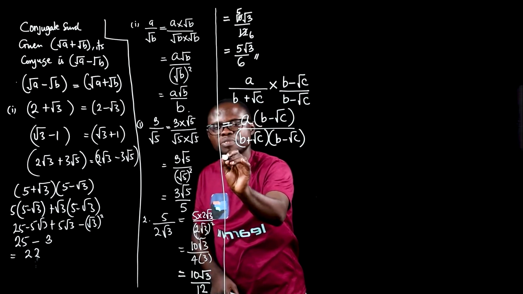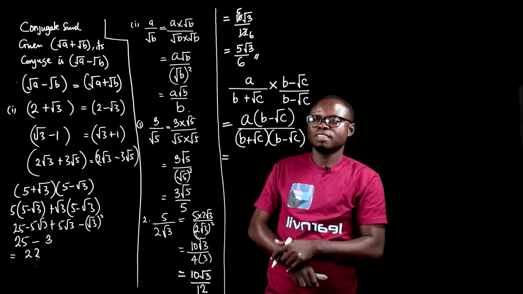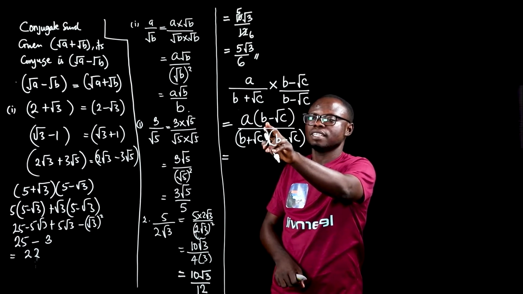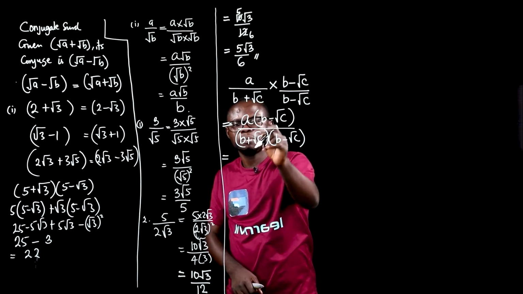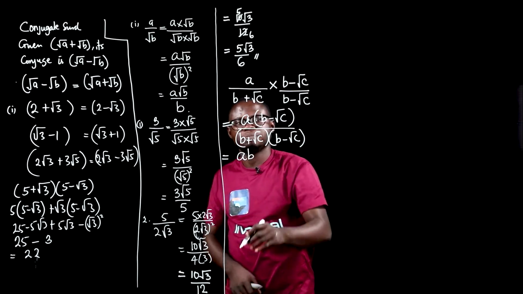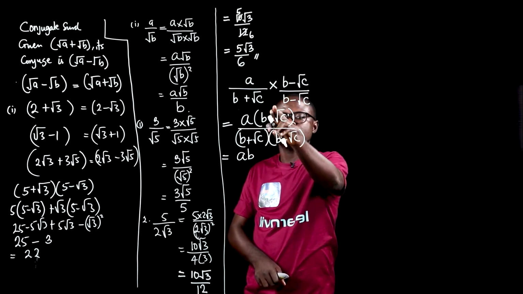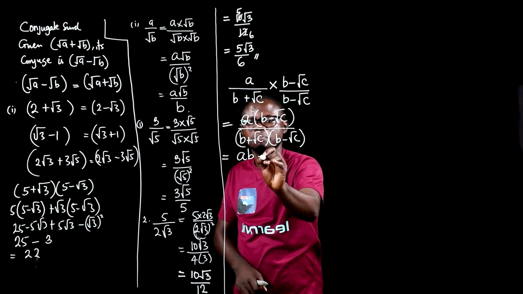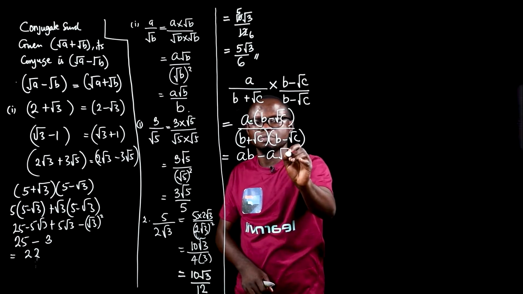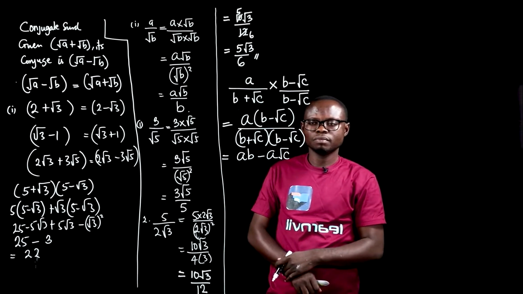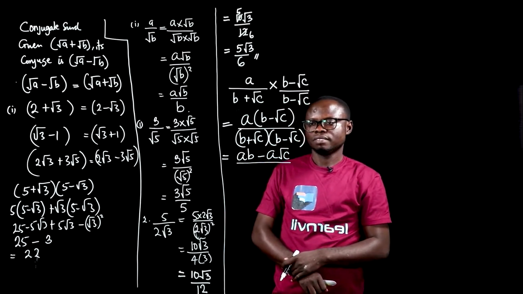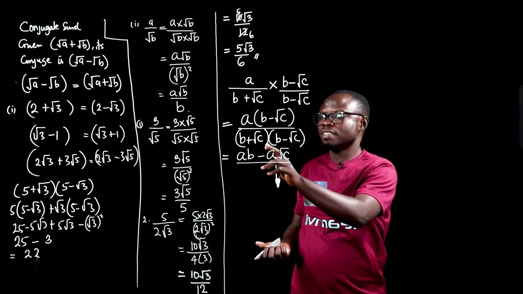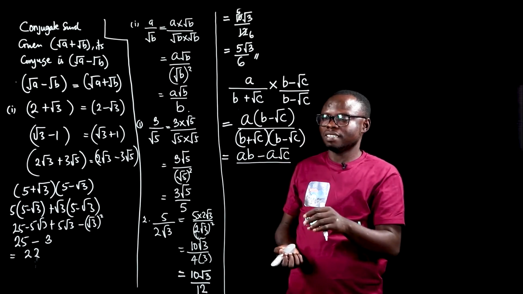We expand the numerator using the distributive property, where a multiplies b and then a multiplies minus root c. A times b becomes ab. A times minus 1 root c becomes minus a root c. Now, the denominator is quite interesting. You have b plus root c multiplying b minus root c.